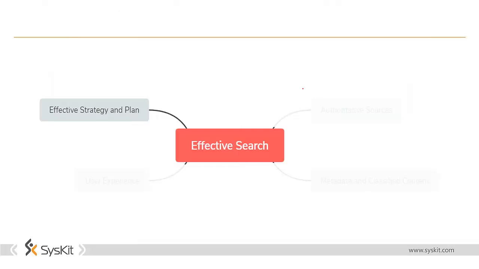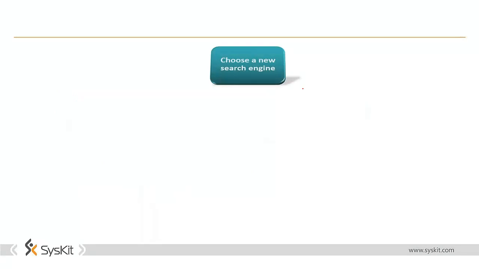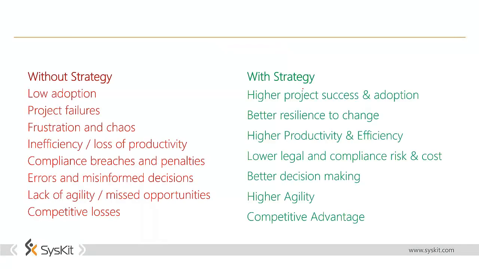So you have to have a strategy and a plan. First of all, I have a comparison of what you get without a search strategy and what you get with a search strategy. I don't want to go through this list one by one, but in a nutshell, if you don't have a search strategy, the adoption will be low. Your users won't like it because they don't know what to expect.